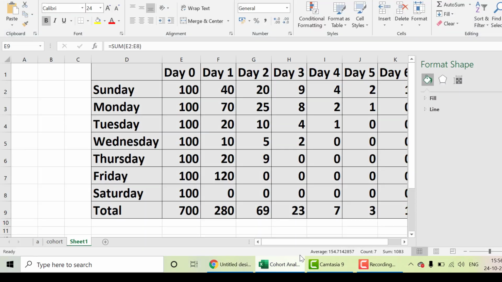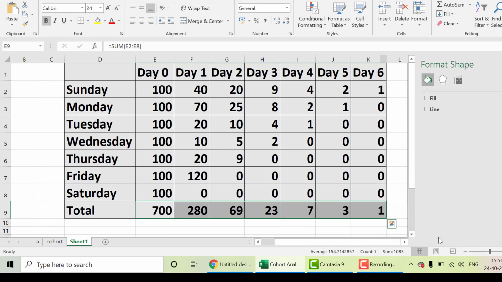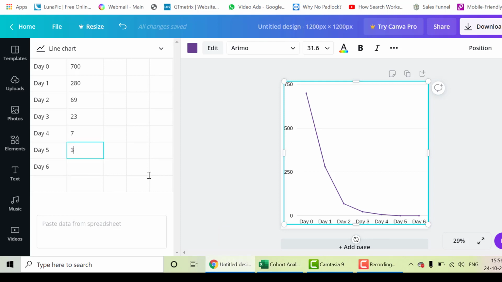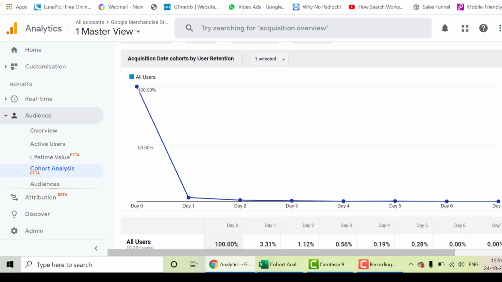And then for day 5 it's 3, and then day 6 it's 1. So I'll just do it again, all in one go. And you can see the graph again is an obtuse angle, very much similar to the one that we have over here in analytics.